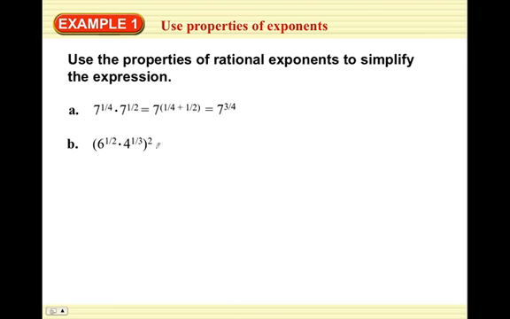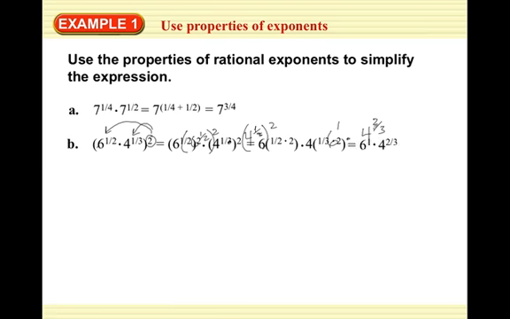6 to the 1/2 times 4 to the 1/3, all squared. These can't be put together, 6 and 4, they're different bases. So we're going to square this one, and then square this one. 6 to the 1/2, squared, times 4 to the 1/3, squared. 6 to the 1/2 squared: use power to a power, you multiply the powers. 2 times a half, 6 to the first. You don't even have to write the 1. Times 4 to the 1/3 times 2, which makes it 4 to the 2/3. There you go. And if this could simplify, you would do it, but it doesn't.